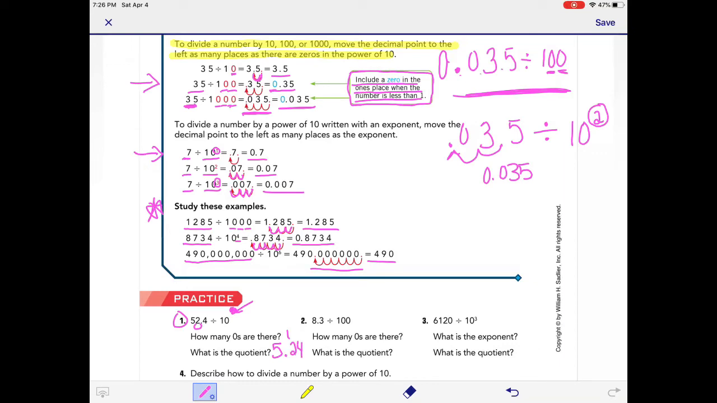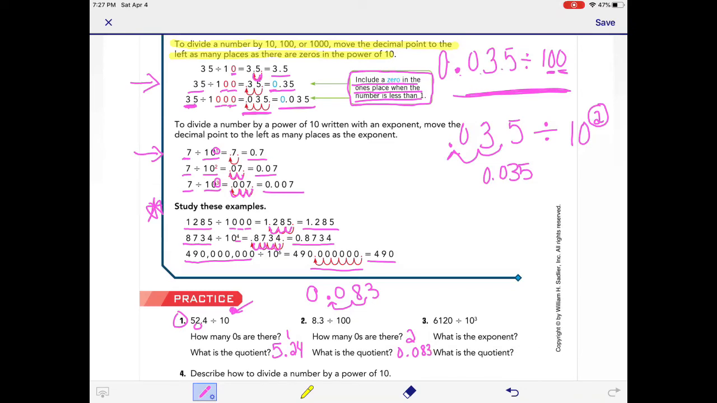All right, number 2, 8 and 3/10 divided by 100. How many zeros are there? 2. So we move that decimal point. Let's make it bigger here so you can see it. Move this decimal 1, 2 spots. It would go right here, which means we need to put a zero in the place, and also a 0 in right here because it's less than 1. So what is our quotient? You would write it as 83 thousandths.